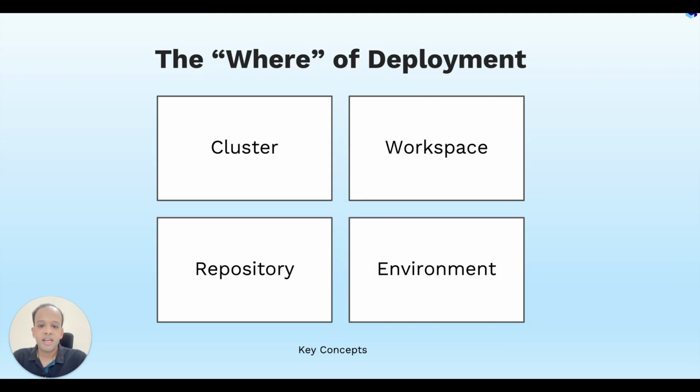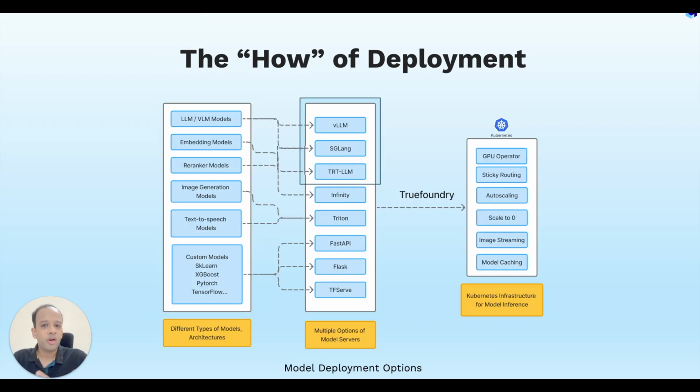All right. Now let's understand the how of deployment. How do we actually deploy these self-hosted models? What you see here is a schematic that outlines multiple deployment options, not only across LLMs and vLLMs, but also across other model types, like reranker models, embedding models, and we have a bunch of model server options which are already available.